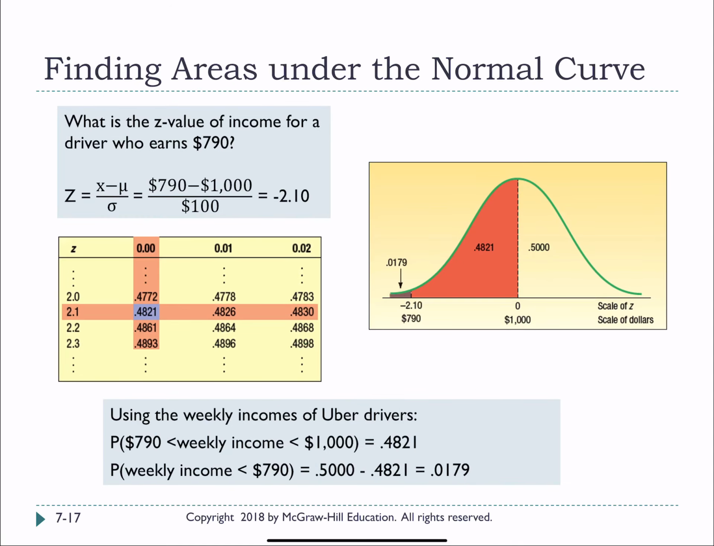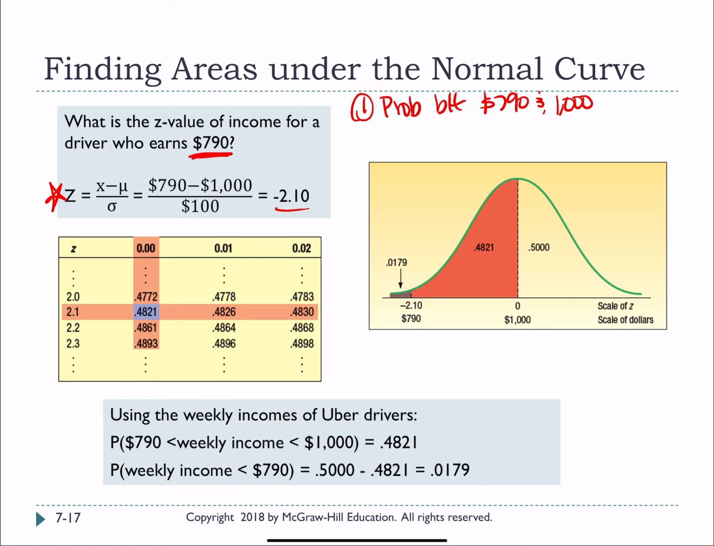All right, I also, though, can find, I just have to do a little bit more work, but I can find the probability in one of my tails. So I want to know the probability that my driver earns less than 790. So to do that, though, my first step is to find the probability that the income is between 790 and 1,000. Why? Because my Z's are always referencing me back to the mean. So I find that Z, so I've plugged in here, find my Z to be negative 2.1.